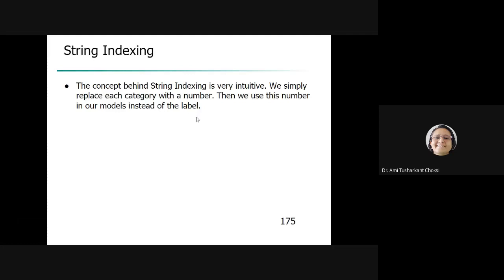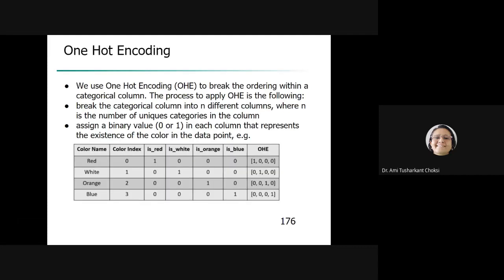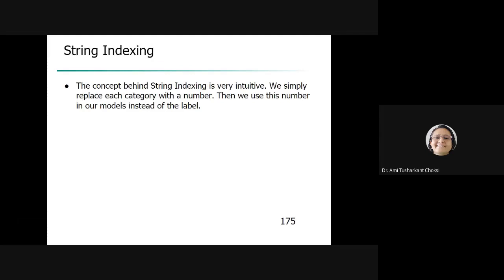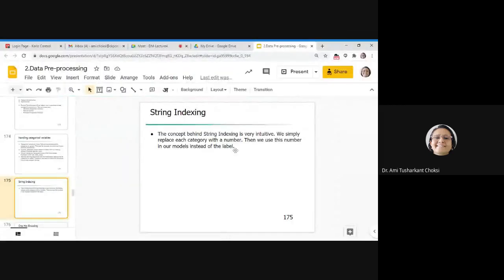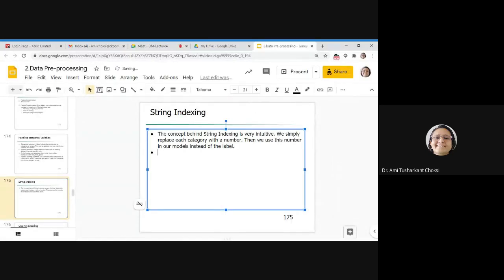For example, if we are having, say, small, medium and large, right? For this string indexing, let me write here so you can have the idea. If we are having, say, small, then medium and large, these three things are there, right? So if we want to do the string indexing, what do we say?